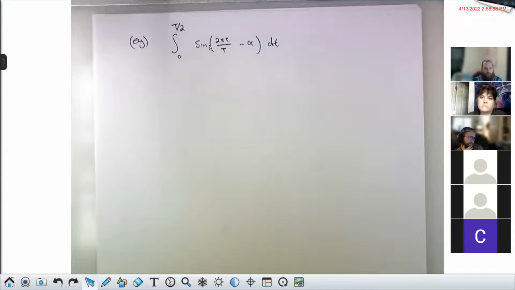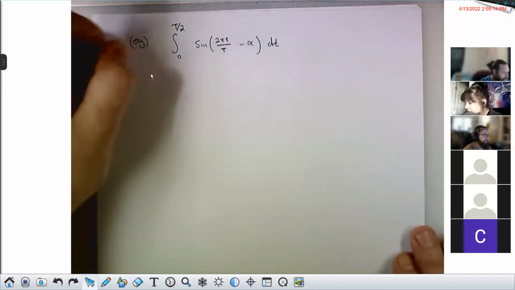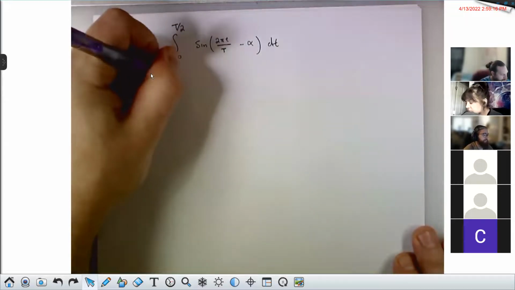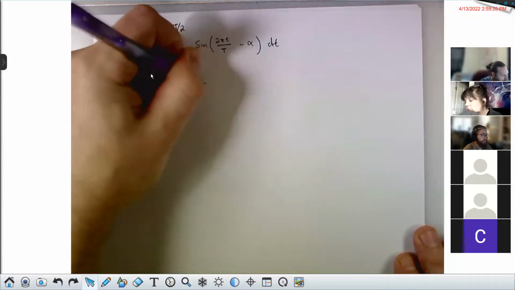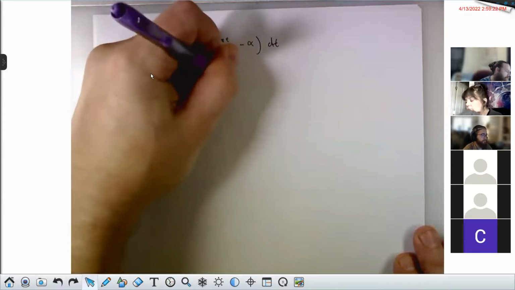What is this? Don't be scared. Just think about the same ethos that we've applied through all the other substitution problems. Here's an outer function. Here's an inner function. Sub for the inner. So u is going to be 2 pi t over cap T minus alpha.